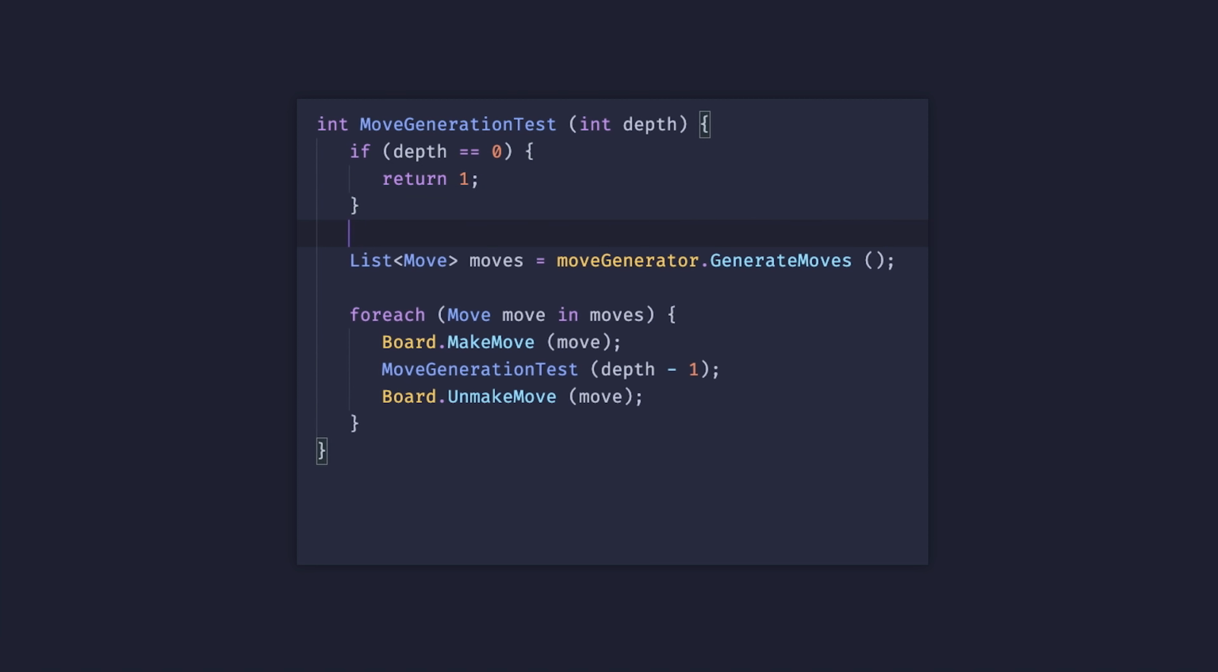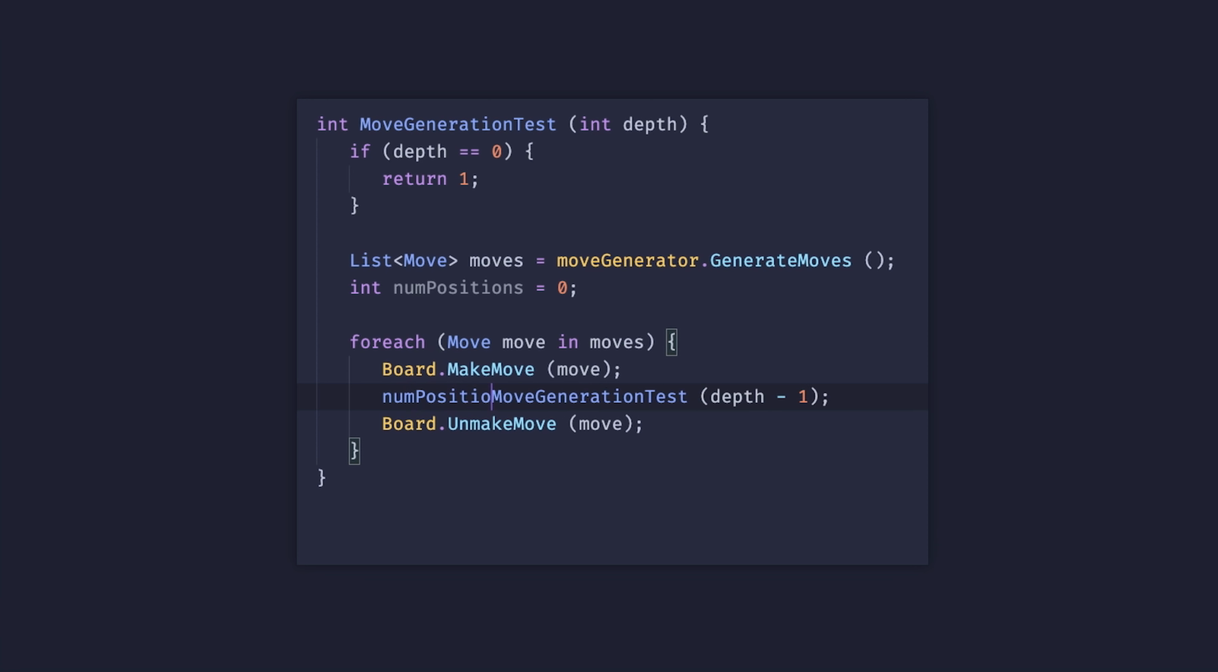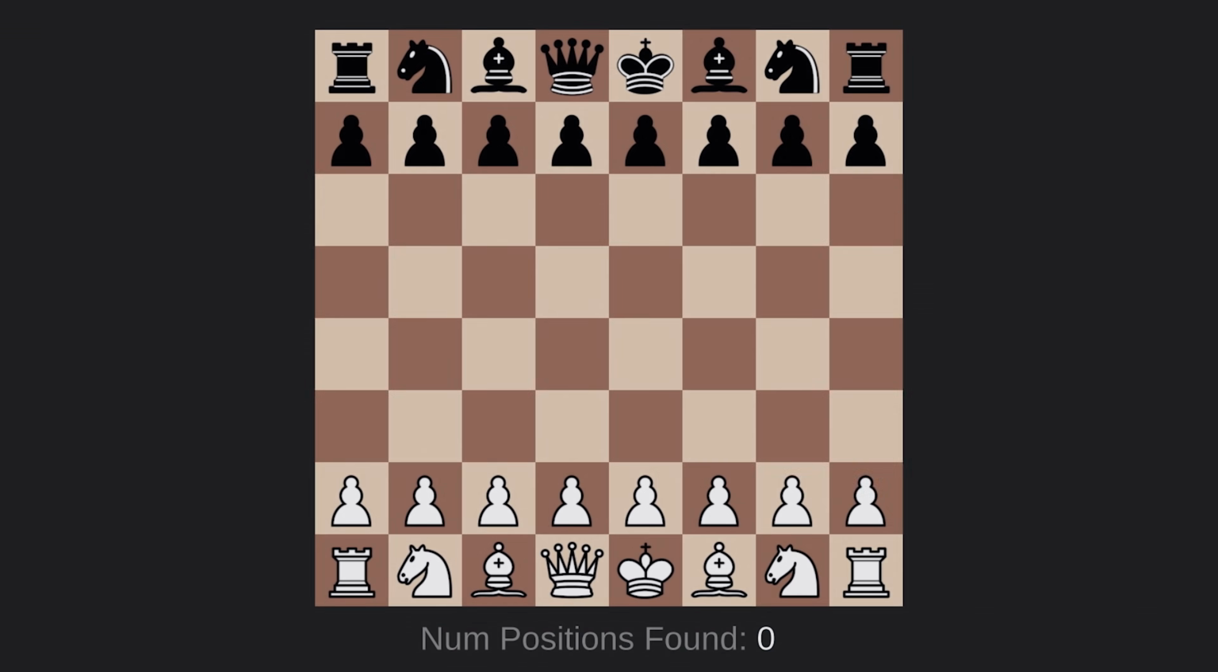going any deeper. What this function is going to do is simply count the number of positions that are reached after a certain number of moves. For example, here's what it looks like with a depth of 2 ply, which just means 1 move for white and 1 move for black. The result, if I speed this up quickly, is 400 positions.